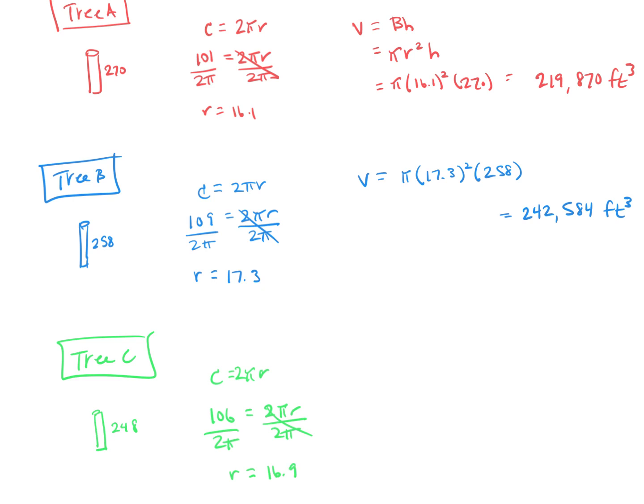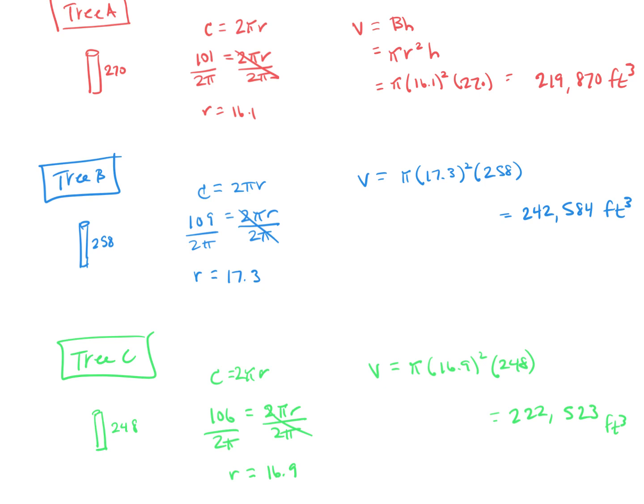16.9. So the radius is between tree A and tree B, but it's also the shortest tree of the bunch. So let's see how this volume works out. Volume is pi r squared, so 16.9 squared, times the height, 248. When we calculate that, we get a volume of 222,523 feet cubed. By the way, these are pretty big trees, right? So that's why these volumes are so big.